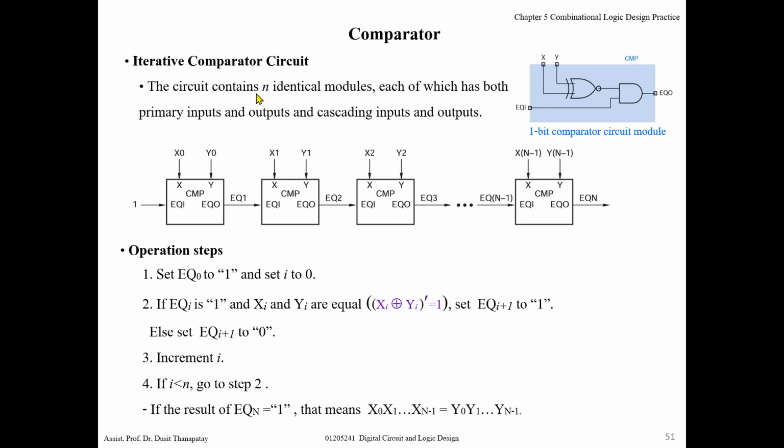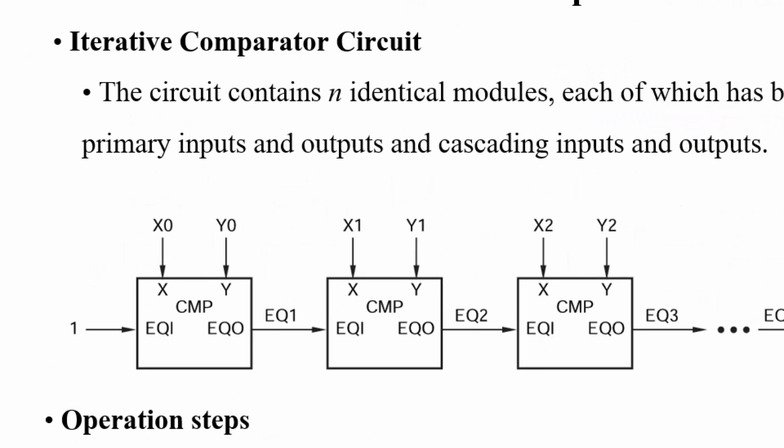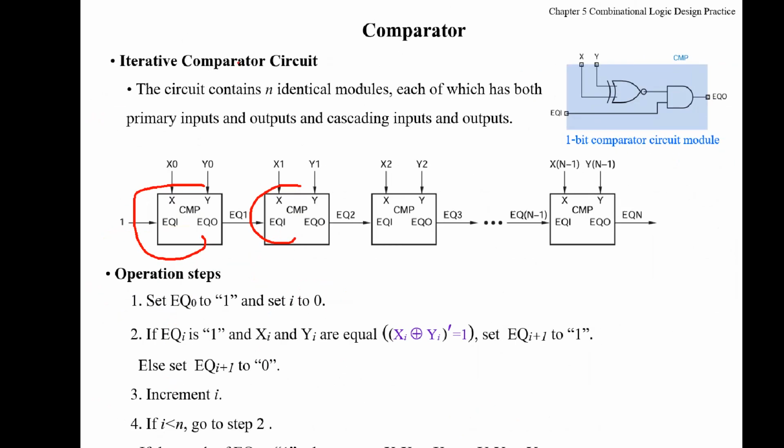Okay, for iterative comparator circuit, one technique, okay, to use identical module, okay, maybe two or more identical modules to do the function of comparator for many bit data. For example, each module of this internal circuit is this one. Use XNOR to check input X, Y are the same or not.